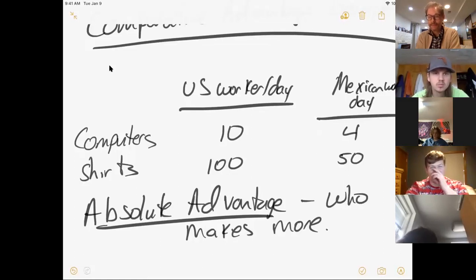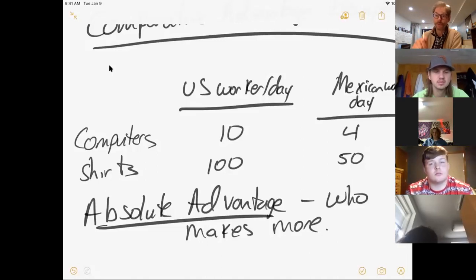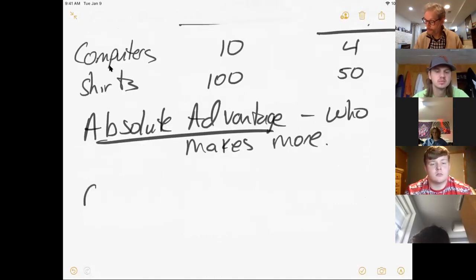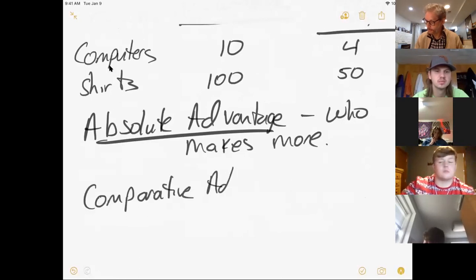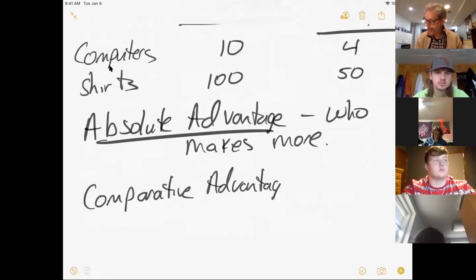But does the fact that the US worker has absolute advantage in both of these goods mean that the US can't gain from trade with Mexico? No. The US can still gain from trade. How? By specializing in what they do best. Not what they do better, specializing in what you do best. And that's what we call comparative advantage. Not absolute advantage, but comparative advantage.